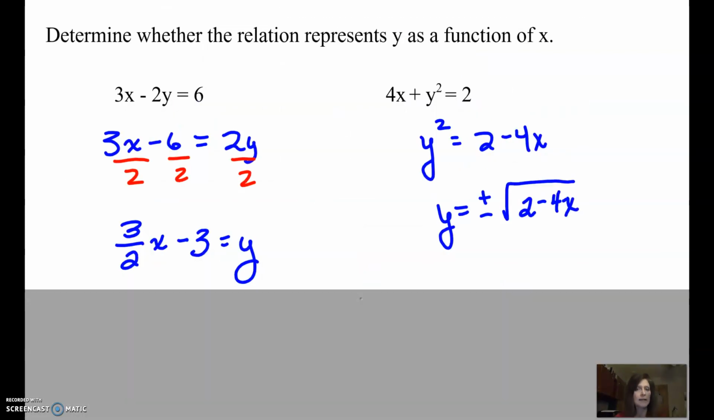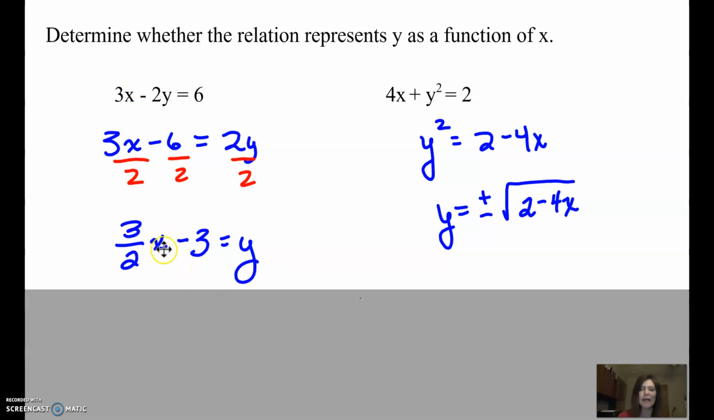It's good to have that in the back of your head because sometimes they give us an equation and ask us, is this a function? If you're given an equation and asked to determine if it's a function, you can solve it for y and see what you get. In this particular one, I added the 2y, subtracted the 6, and got my equation in y.